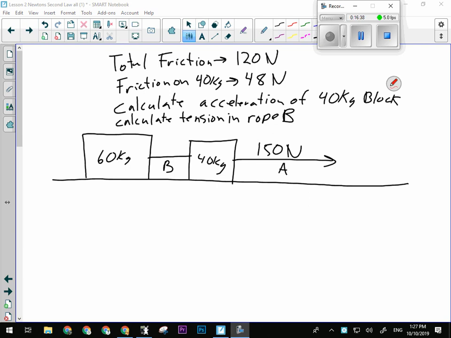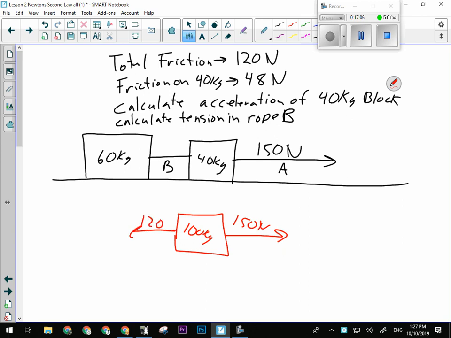If I want to find the acceleration of the 40 kilogram block, I need to find the acceleration of the entire system, which means I'm going to simplify this mess down to this. Okay, so I have 100 kilograms worth of mass here, right? 60 plus 40. All 100 kilograms is being pulled this way by 150 newtons and this way by 120 newtons. My net force is 30 newtons in a forward direction.